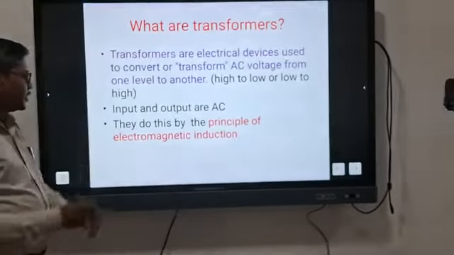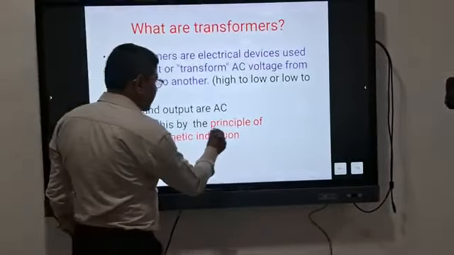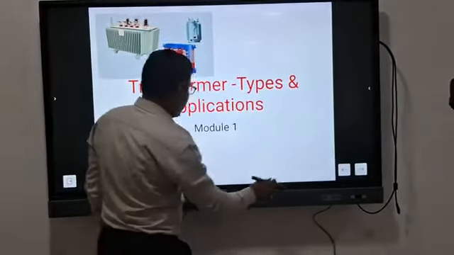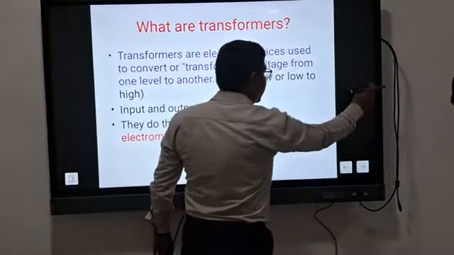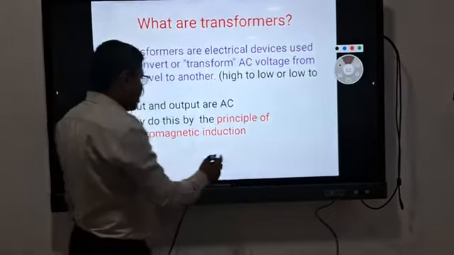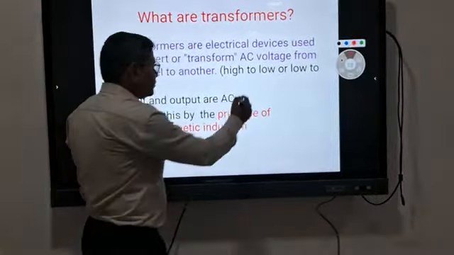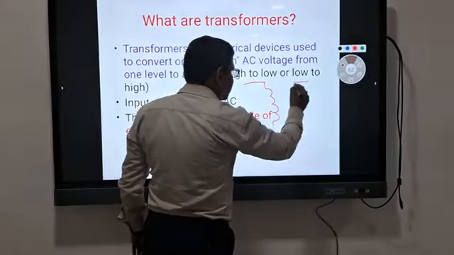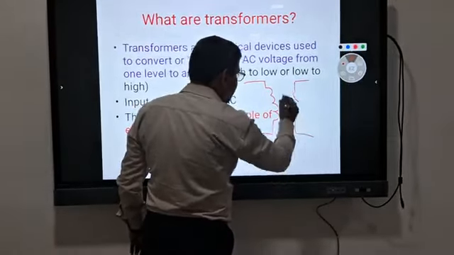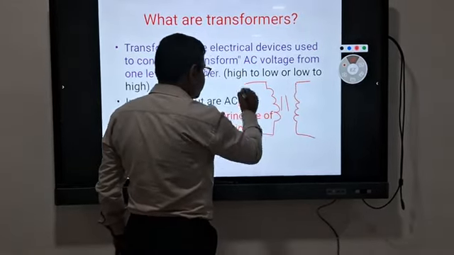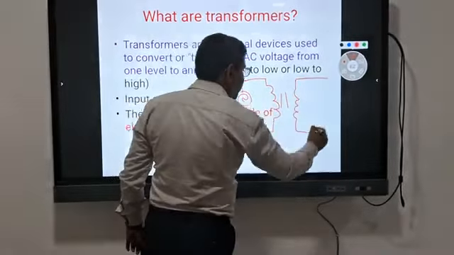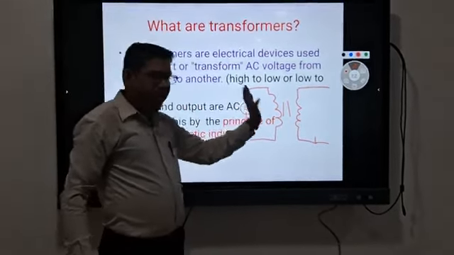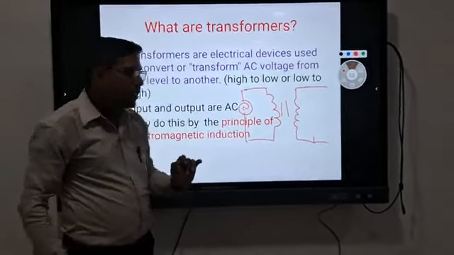And now is the principle of operation of a transformer. A transformer operates on the principle of electromagnetic induction. Okay? So what do you mean by electromagnetic induction? Electromagnetic induction means, suppose this is your transformer and here is the output voltage. When we give supply at the primary side, that means which type of supply? AC supply.